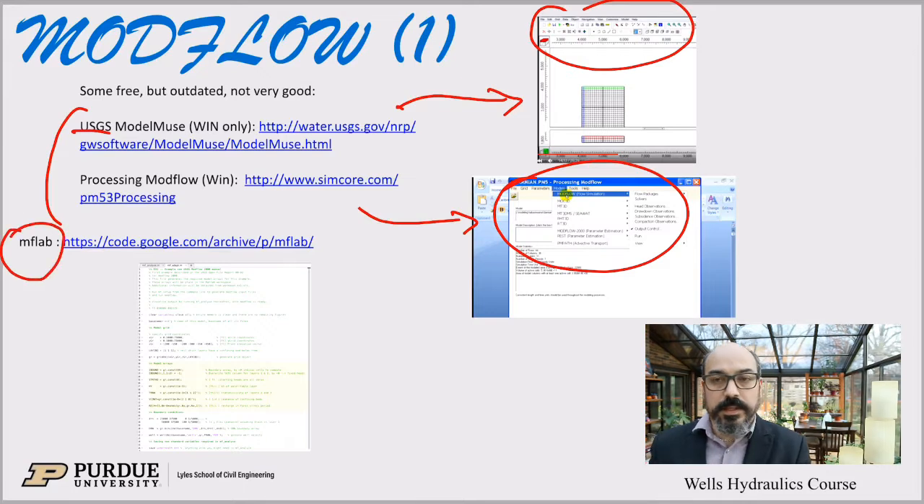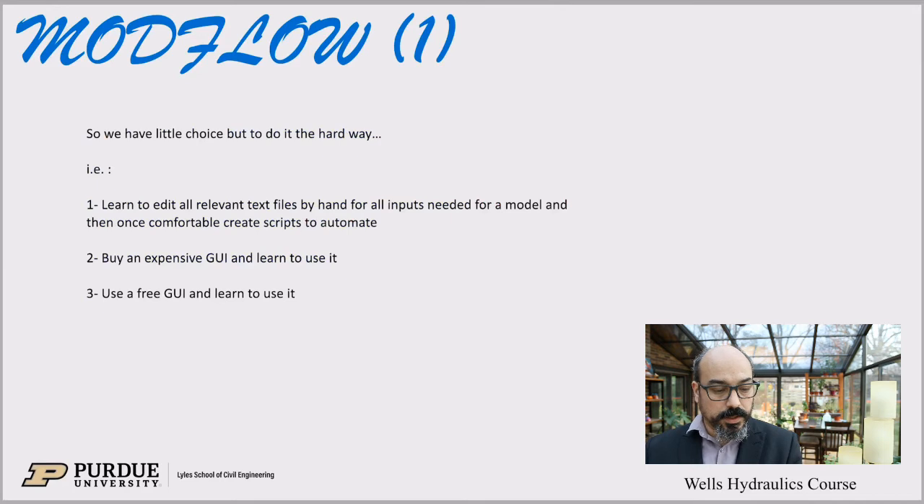One that I personally kind of like is Mflab, which is a MATLAB package, basically, that's free, and that allows you to use MATLAB to interact with MODFLOW. So that's a good option if you know MATLAB. But again, of course, if you don't know MATLAB, then you're back to the problem of having a bunch of scripts and text files to interact with the actual Fortran code.